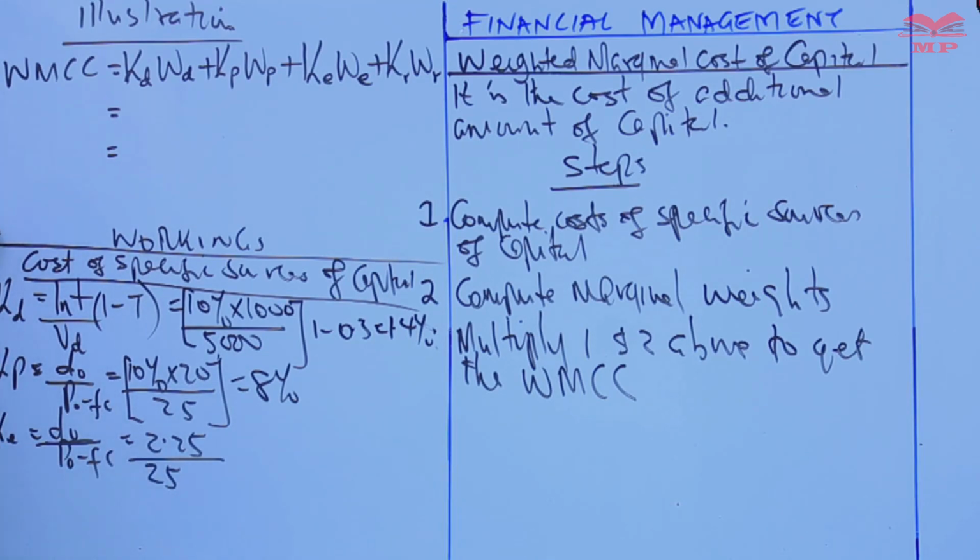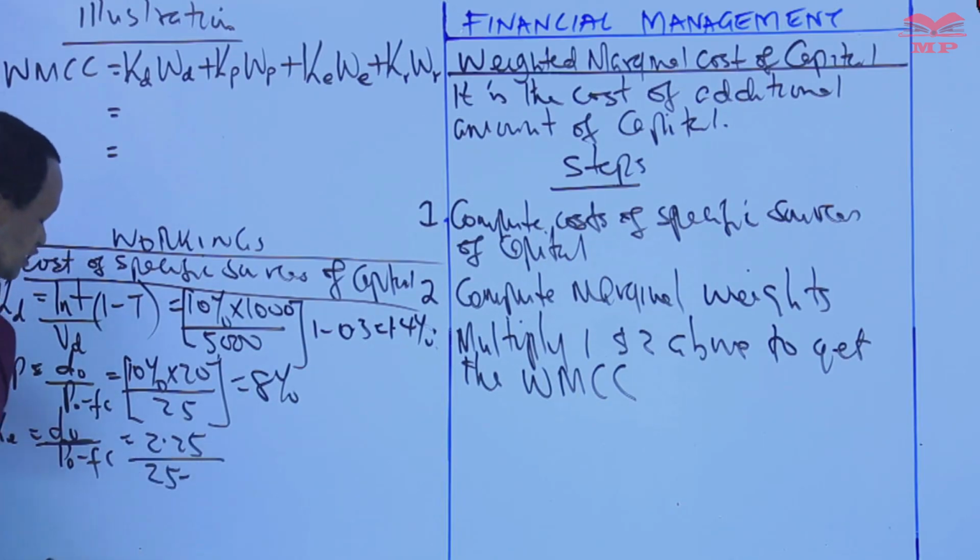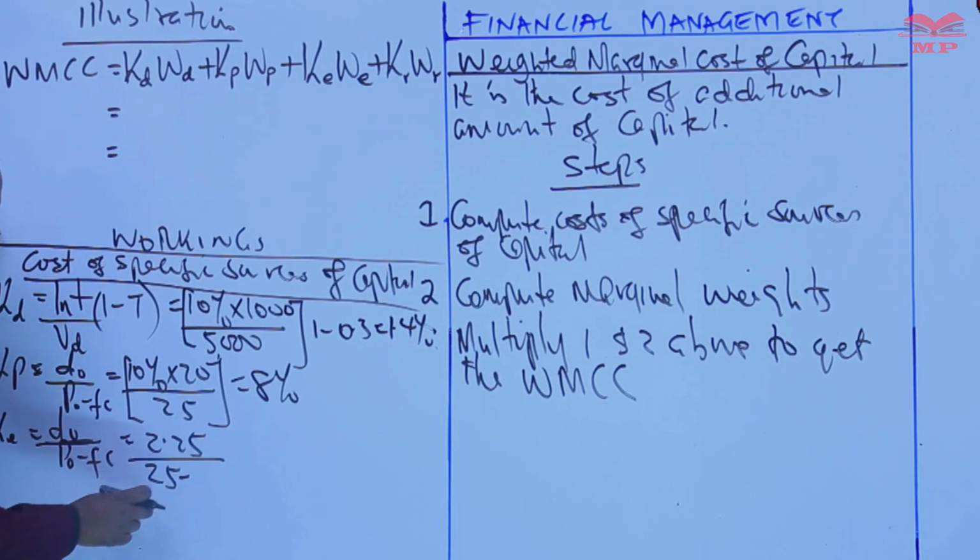Then we deduct the flotation cost. We read the flotation cost is 12%. So what is the flotation cost in shillings? We deduct the flotation cost here in shillings because the 25 is in shillings. We are given the flotation cost as a percentage. Tell me, somebody, what is the flotation cost in shillings?